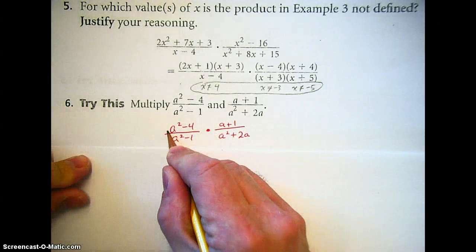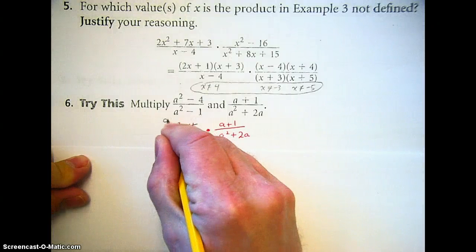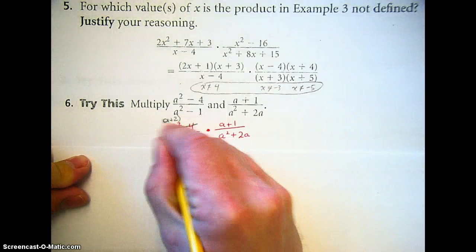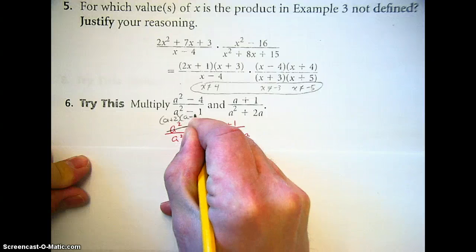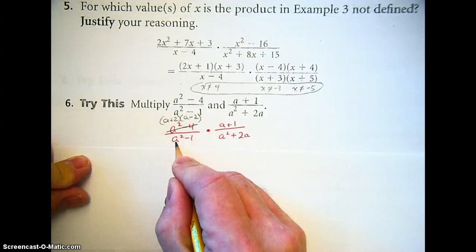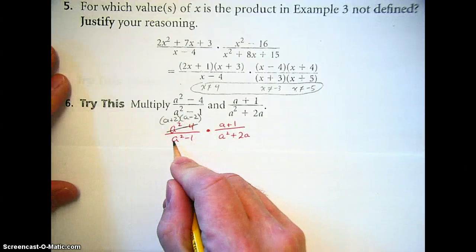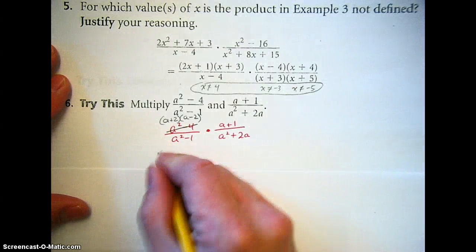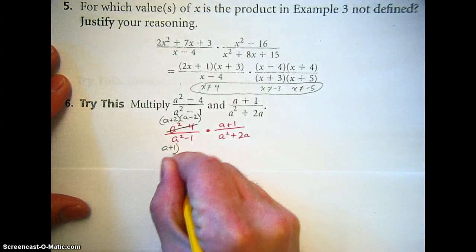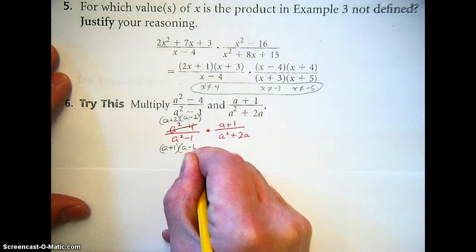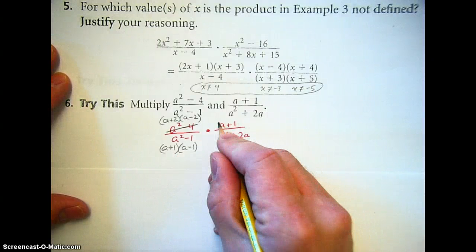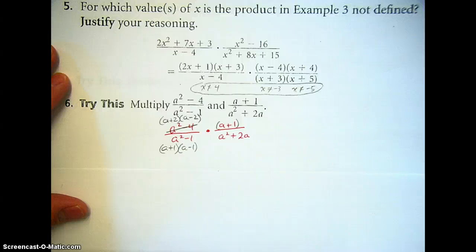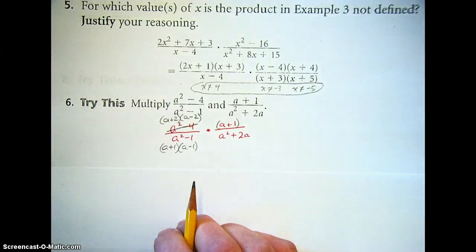This factors to, good, a plus 2, a minus 2. What does this factor to down here? A plus 1, a minus 1. Good, a plus 1, a minus 1. Most of you are doing fine with those. Difference of two perfect squares. You may just want to put parentheses there just so you can see the grouping.